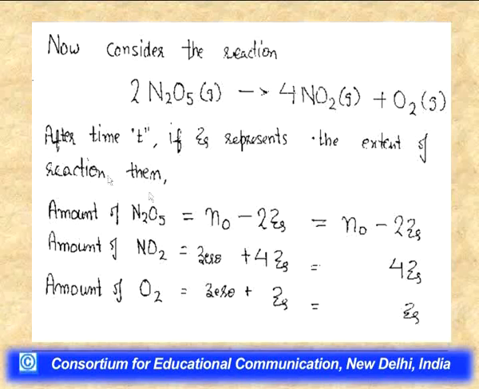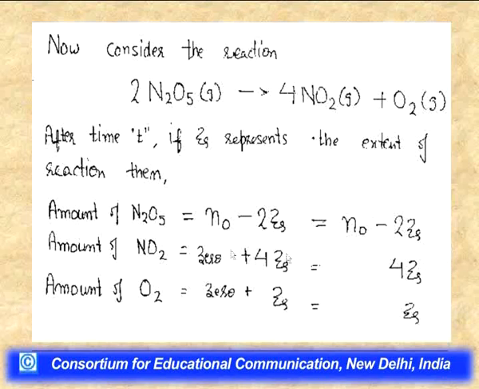So, if we want to estimate the amount of dinitrogen pentoxide after a time t, when some amount of it has decomposed, all we need to do is make it equal to the initial amount of dinitrogen pentoxide minus the amount of N2O5 consumed during decomposition, and that is equal to 2, the stoichiometric coefficient of dinitrogen pentoxide in this balanced chemical equation, multiplied by ξ, the extent of reaction, which has the unit of number of moles or amount. Therefore, n0 minus 2ξ is the amount of dinitrogen pentoxide after certain time t, when the extent of reaction is ξ.